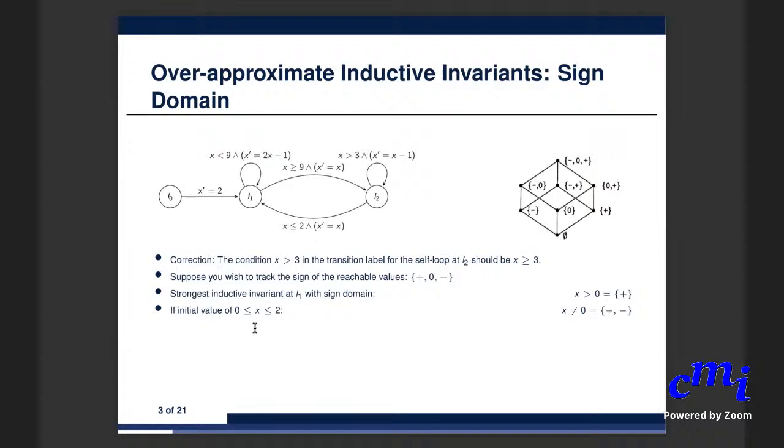If the initial value is between 0 and 2, then at L1 it can become negative, and so it still will not be 0. Okay, well, I'm sorry. If the initial value is between 0 and 2, then it can include 0 also.